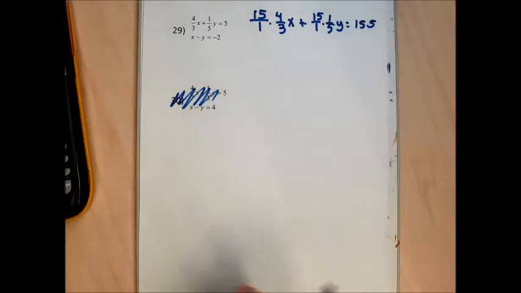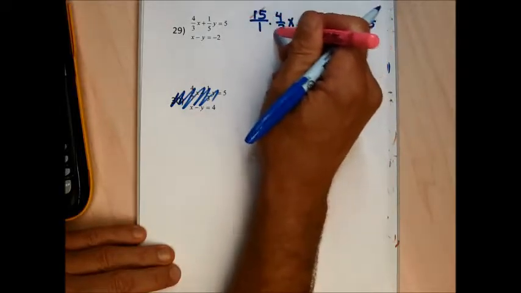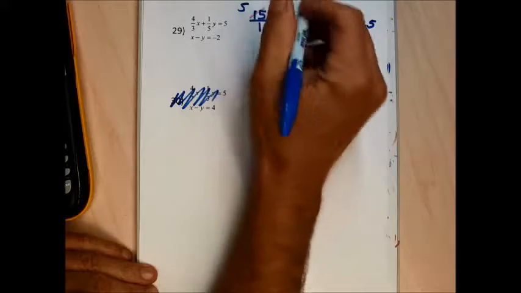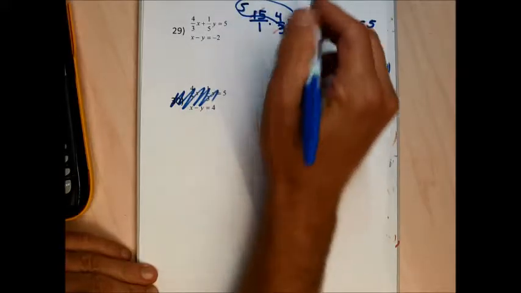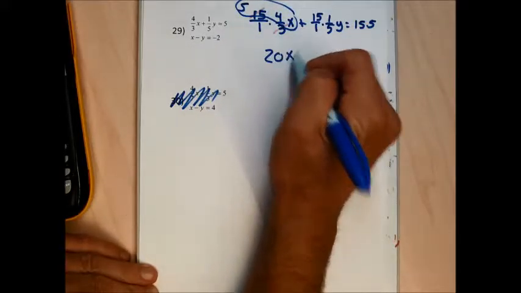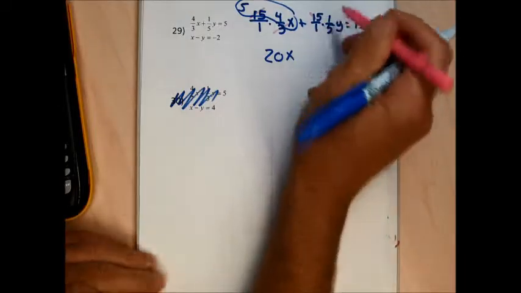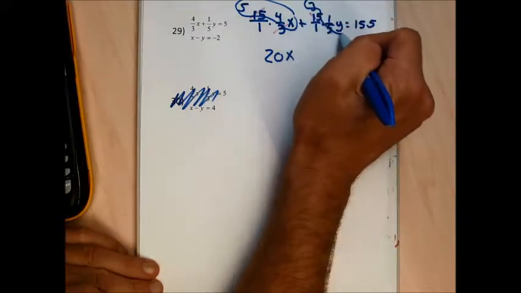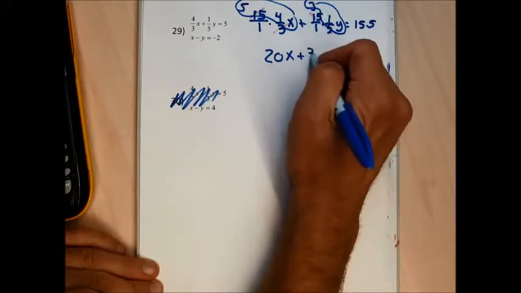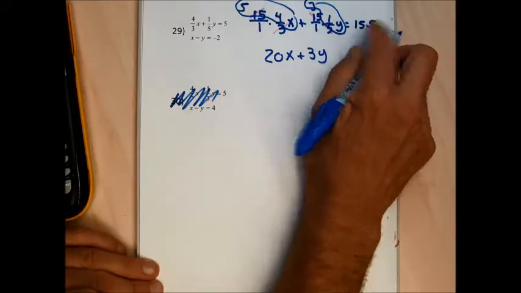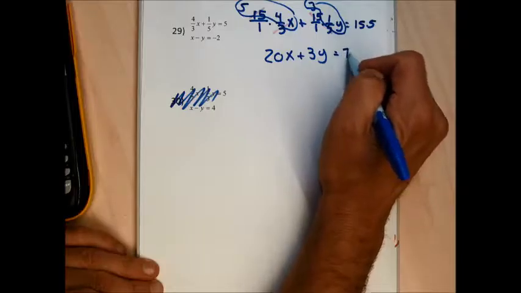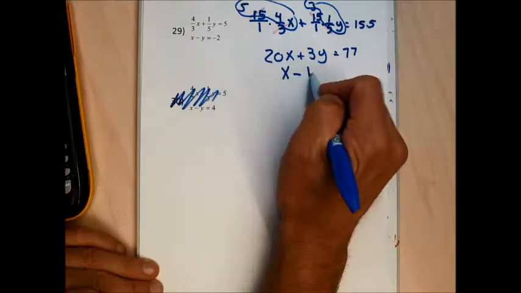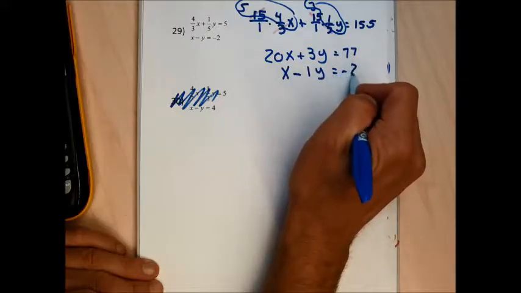When I do that, in the first fraction, the 5 and the 3 cancel, the 15 and the 3 cancel, leaving me with a 5. I'm going to multiply 5 times 4x and get 20x. In the second, the 15 and the 5 cancel, the 15 turns into a 3. I'm left with 3 times 1y, which is plus 3y. And to the right of the equal sign, 15 times 5 is 75. The bottom equation is x minus 1y equals minus 2.